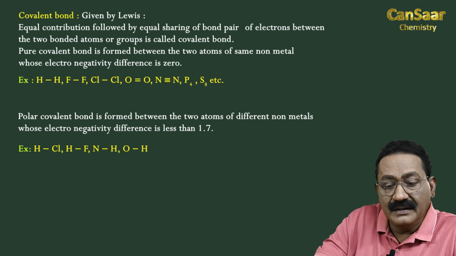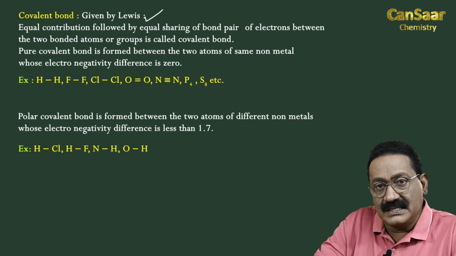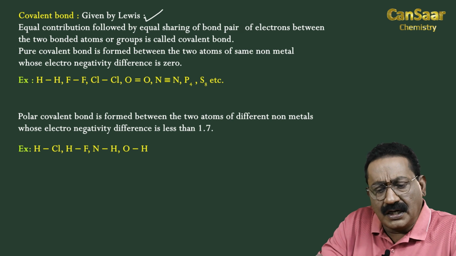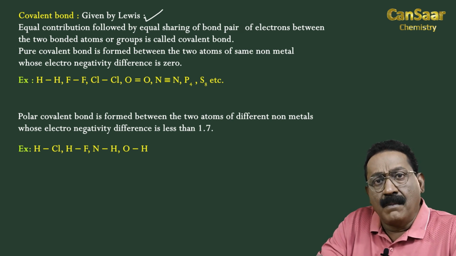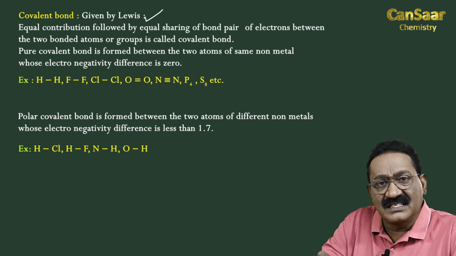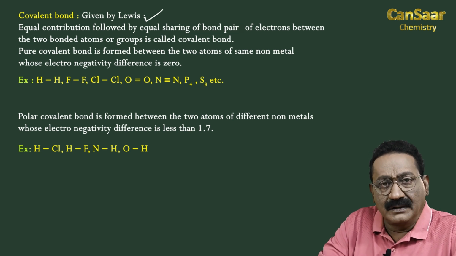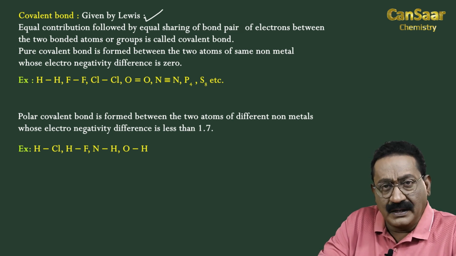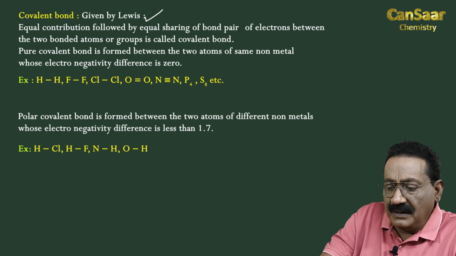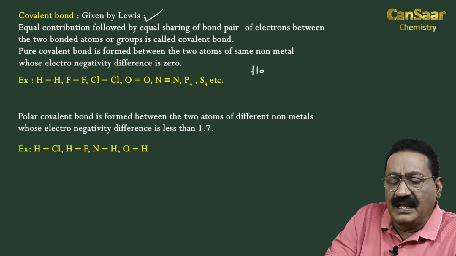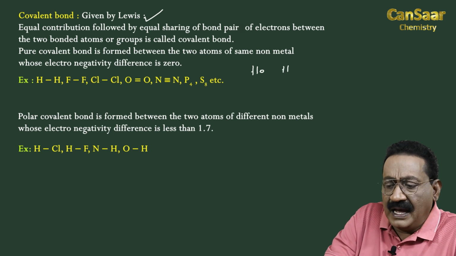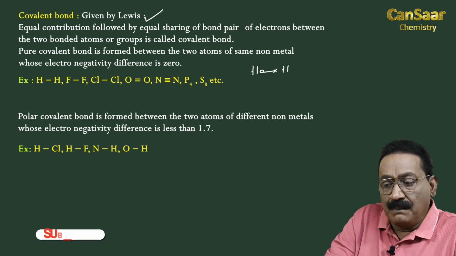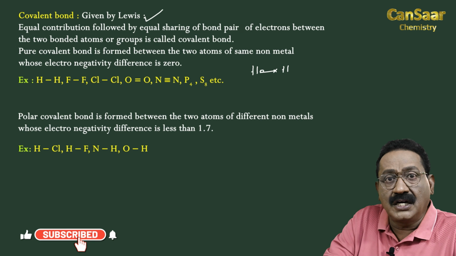Covalent bond, given by Lewis. Equal contribution followed by equal sharing of the bond pair of electrons is called a covalent bond, found between two bonded atoms or two bonded groups. Example, H has one electron. Another H atom has one electron, so a bond is formed with equal contribution.